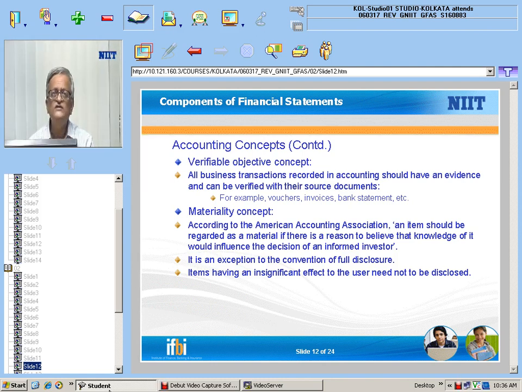So here also it is the same thing. Revenue can be recognized, that means accounted for, only when it is earned. And when will revenue be earned? Only when the sale is made. If the sale is made, you can recognize the revenue, because revenue has been earned.